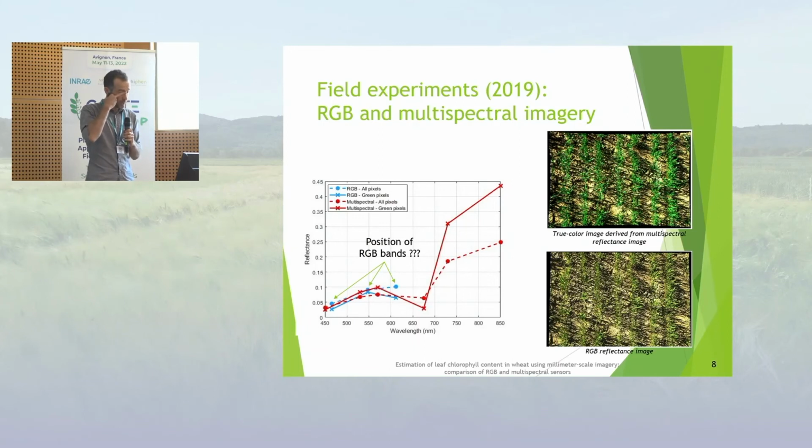So, as an example, I show you 2 images of the same scene provided with the 2 sensors. You can see that the RGB reflectance image is actually much more yellow than the true color image derived from the multispectral image. This is because the red band in the RGB camera is actually less red than the red band in the reflectance image. We don't know exactly the spectral sensitivity of the camera, but we can assume that the red band is located between the green band and the red band.